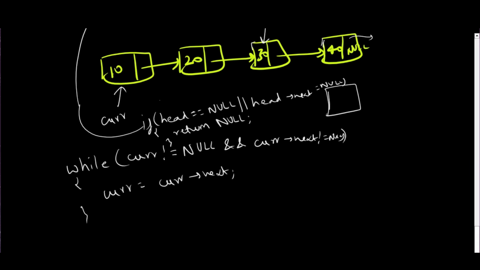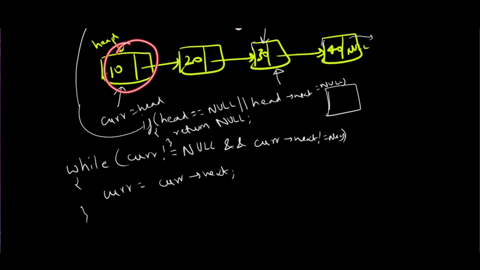So it will stop when we come here. What will the initial current be? Current will initially be equal to head. So this is head, so let's do a diagram. Initially current will be pointing here. Then we will check if current is not equal to null, which is true, and current's next is also not equal to null. Current's next is 20 and it is also not equal to null.